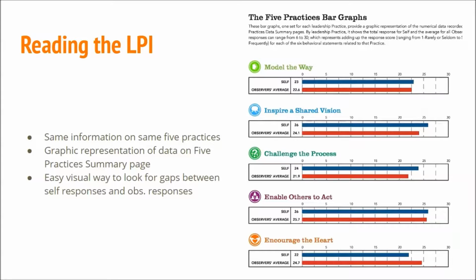If you look at Inspire a Shared Vision, this person saw themselves showing up overall at about a 26, where the observer average is 24.1. If you look down at Encourage the Heart, you can see that this person gave herself a 22, where her observers gave her an average of 24.7. These gaps, although small, might be something that you can bring up with your coach, who can help you kind of understand and process through them.